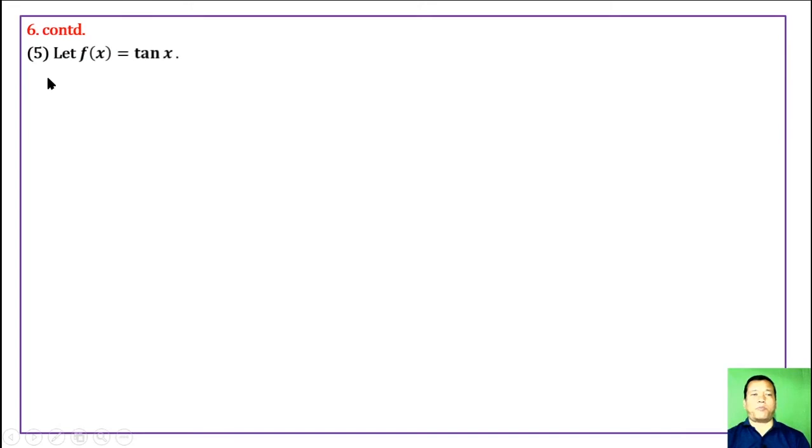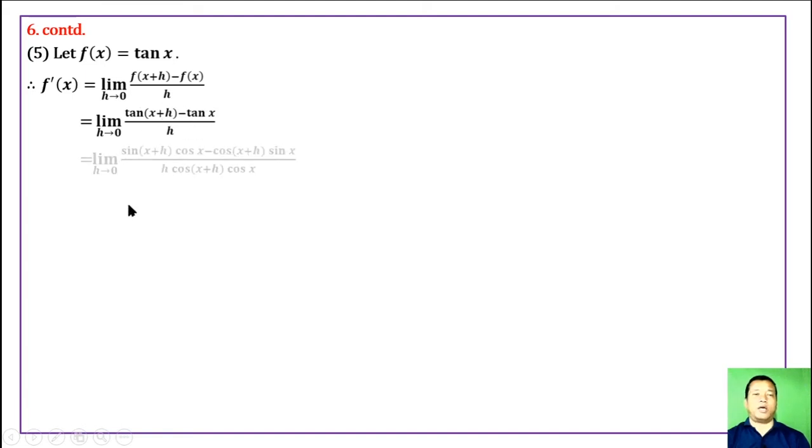Number 5, let f(x) = tan x. Therefore, f'(x), use this formula, giving its value [tan(x+h) - tan x]/h, whose value is: express tan(x+h) as sin(x+h) by cos(x+h), and for tan x it is sin x by cos x, and sum up, express tan in quotient form and sum up, we get this.